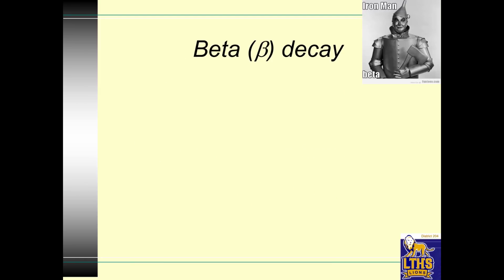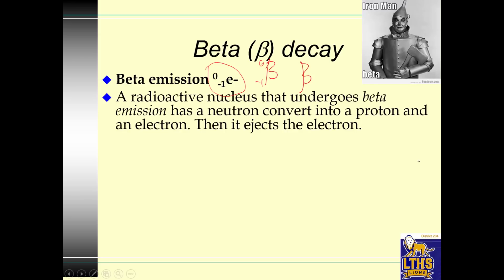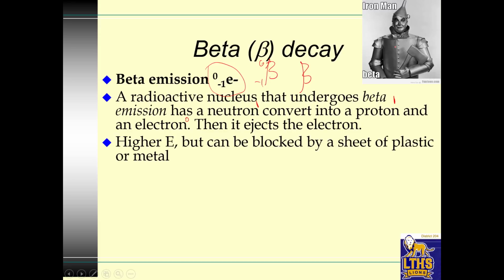Beta decay. This is what beta emission looks like. It can also be beta like this with a 0, -1. It can just be beta. A radioactive nucleus that undergoes beta emission has a neutron convert into a proton and an electron. Remember, a neutron has a mass of 1. A proton has a mass of about 1, and an electron has no mass. Notice how that top number will stay the same. It then ejects the electron. So neutron turns into a proton and electron, spits out the electron.